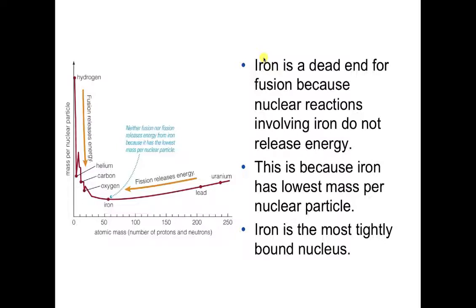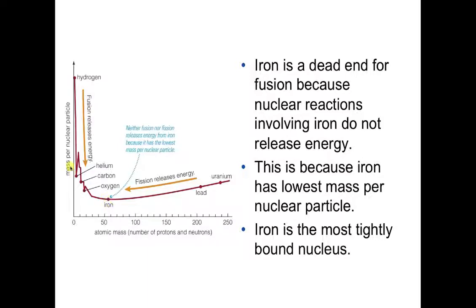One way to think about this is to think about what's called the amount of mass per nuclear particle. And if we think about Einstein's equation, E equals mc squared, we get energy from nuclear fusion by converting mass into energy. And so if we have a lot of mass per nuclear particle, we can get some energy out of it. Well, iron has the lowest mass per nuclear particle, so we can't get any energy out of it.